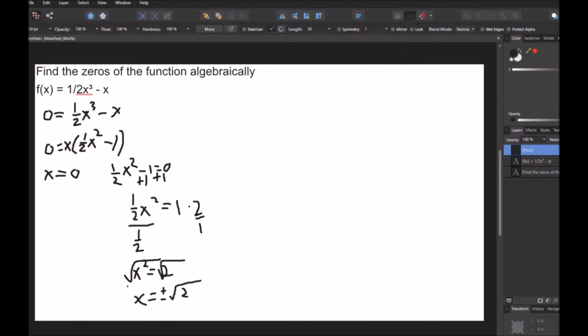And the square root of 2 is a decimal number, so you don't have to simplify it. You can just write it as the square root of 2. But make sure that it's a plus or minus.